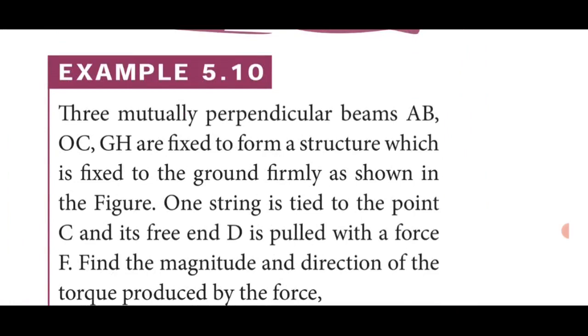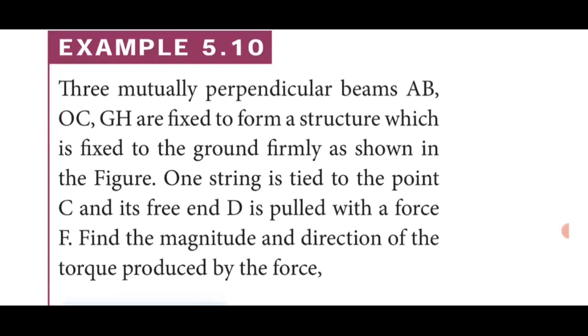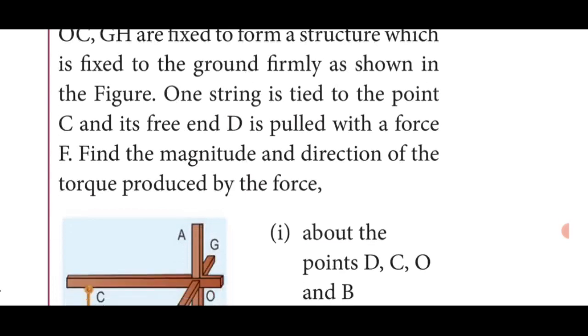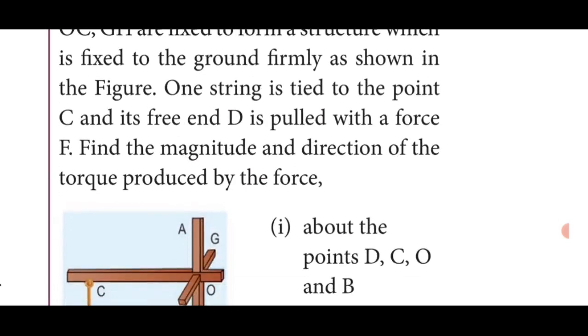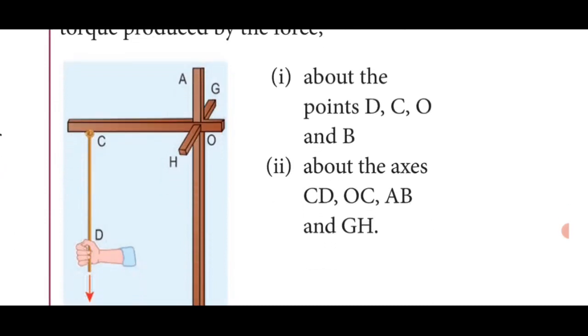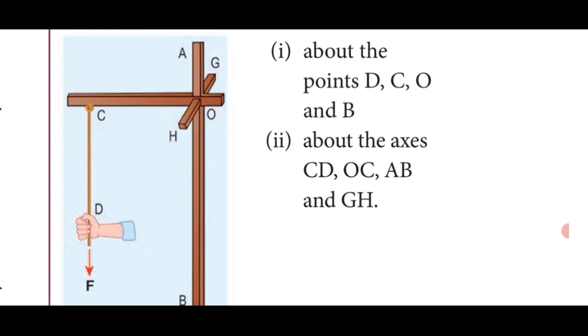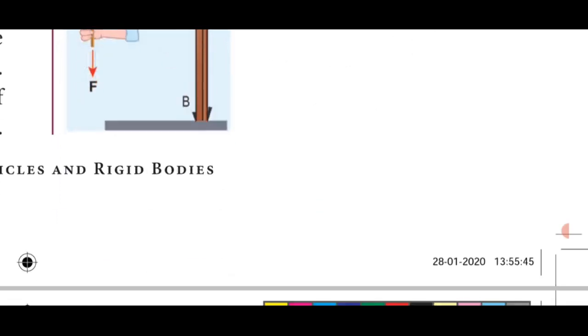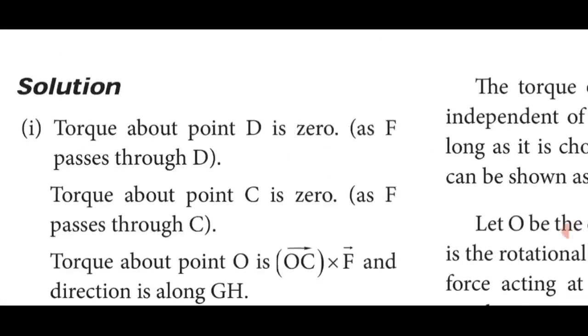That problem is 5.10. The mutually perpendicular beams AB, OC, GH are fixed to form a structure which is fixed firmly to the ground. One string is tied to the point C, and its free end D is pulled with the force F. Find the magnitude and direction of the torque produced by the force. First we are going to take the points C, D, O and B, and then the axes CD, OC, AB and GH.